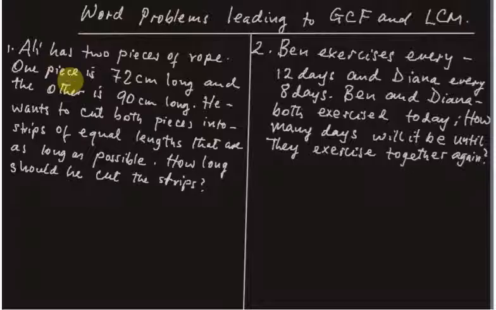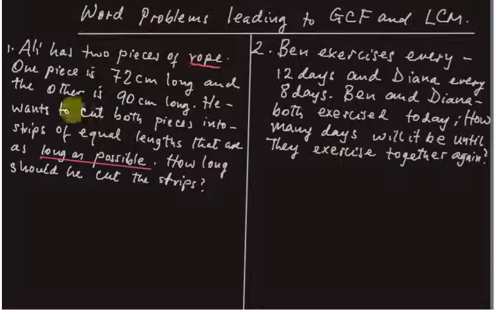For example, here now, Al has two pieces of rope. One piece is 72 centimeter long and the other is 90 centimeter long. He wants to cut both pieces into strips of equal length that are as long as possible. Now these are key words: as long as possible. How long should he cut the strips to get as long as possible piece of rope?